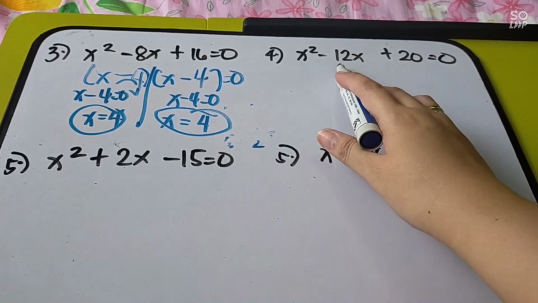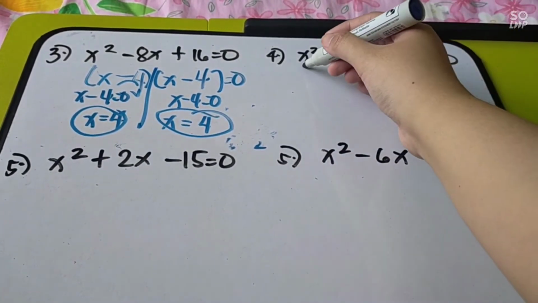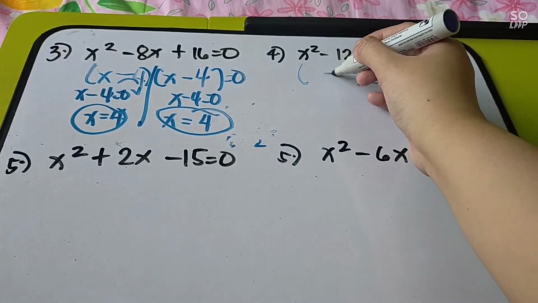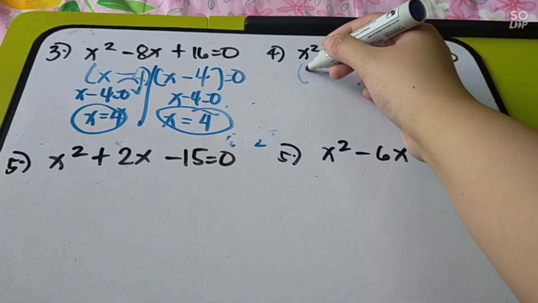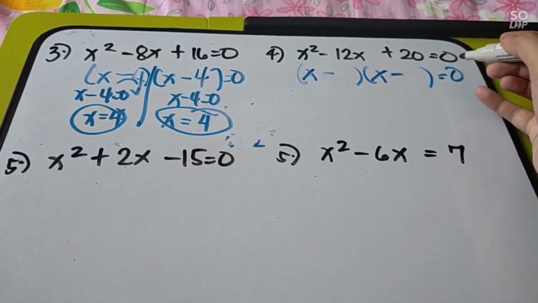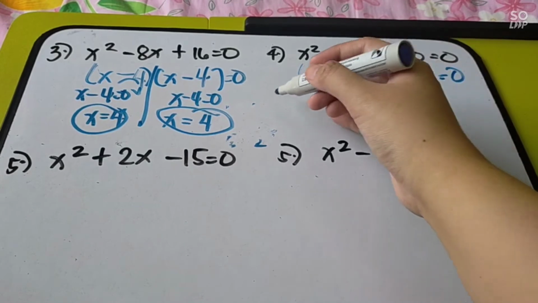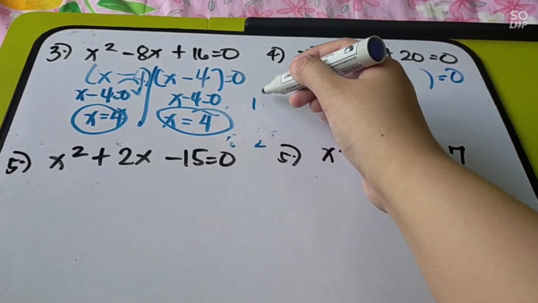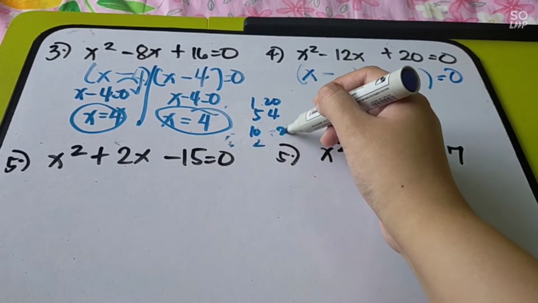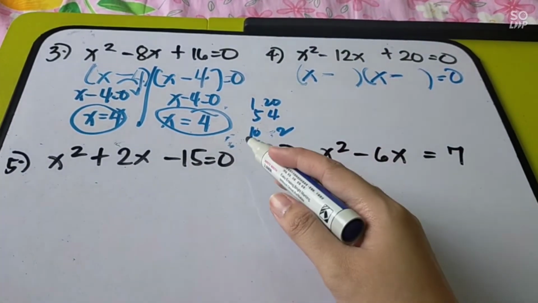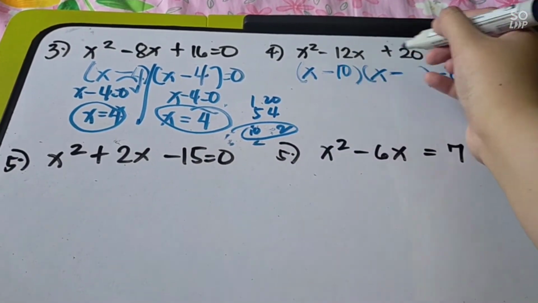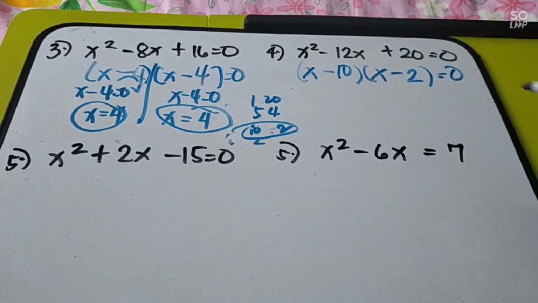We have here x squared minus 12x plus 20. As you can see, negative ulit yung ating gitna, then positive ito. Dapat yung gitna natin parehas sa negative. X and x. Now, let us have the factors of 20. Ang factors ni 20 ay, we have 1 and 20. 5 and 4, 10 and 2. So, ano kaya dito pag pinag-add natin ay 12? Obviously, we have here 10 and 2. So, 10, then 2. We're done.